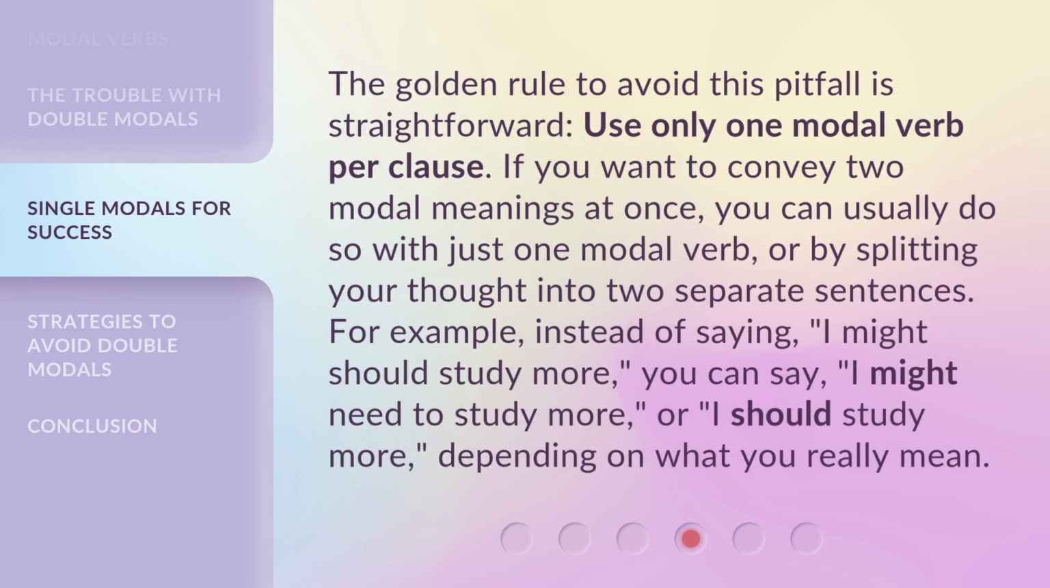The golden rule to avoid this pitfall is straightforward: use only one modal verb per clause. If you want to convey two modal meanings at once, you can usually do so with just one modal verb, or by splitting your thought into two separate sentences. For example, instead of saying, "I might should study more," you can say, "I might need to study more," or "I should study more," depending on what you really mean.